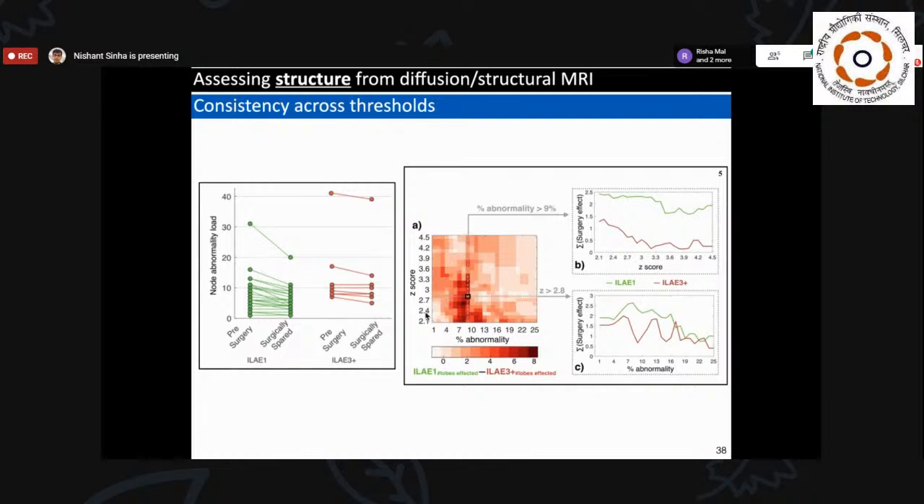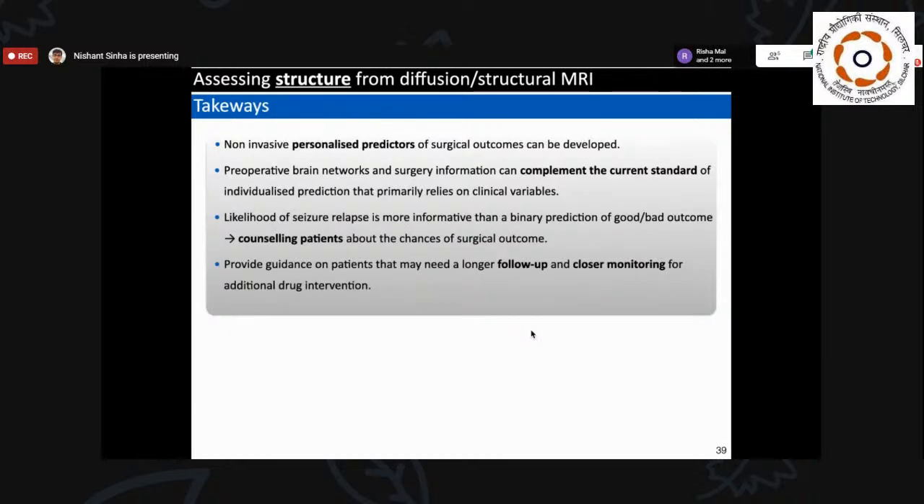And like I said before, we do not cherry pick our result from any particular Z-score or node abnormality threshold. These are consistent across the different choices of thresholds. So the main takeaway here is that non-invasive personalized predictors of surgical outcomes can be developed. This can complement the current standard of individualized prediction, which relies mainly on clinical variables. And we can then counsel the patients about their chances of surgical outcomes.